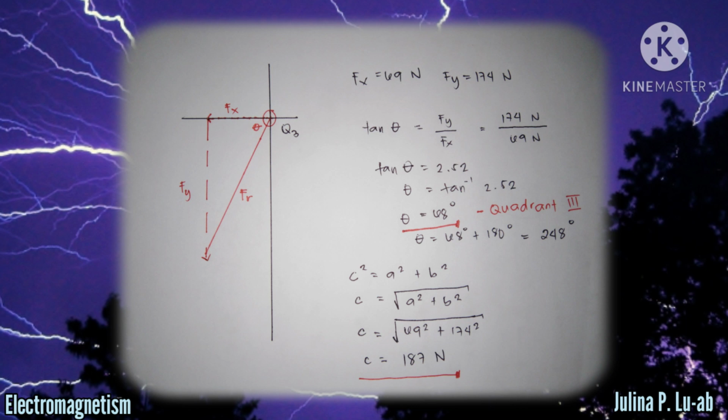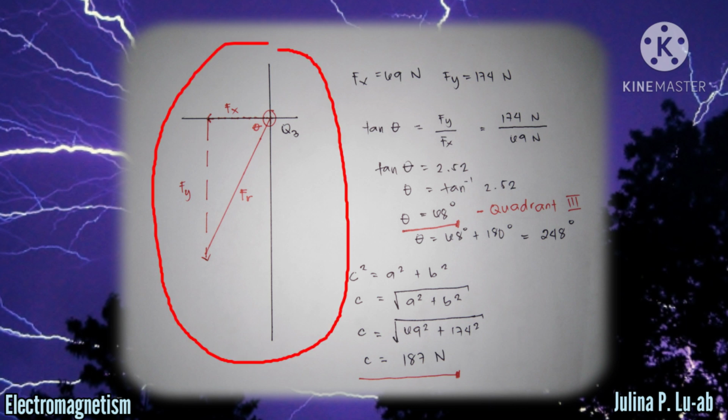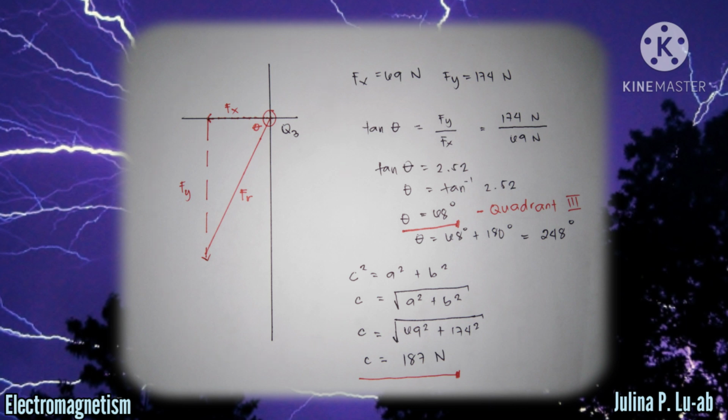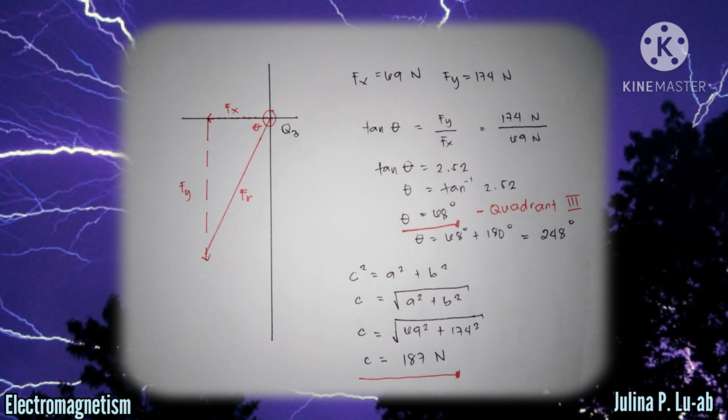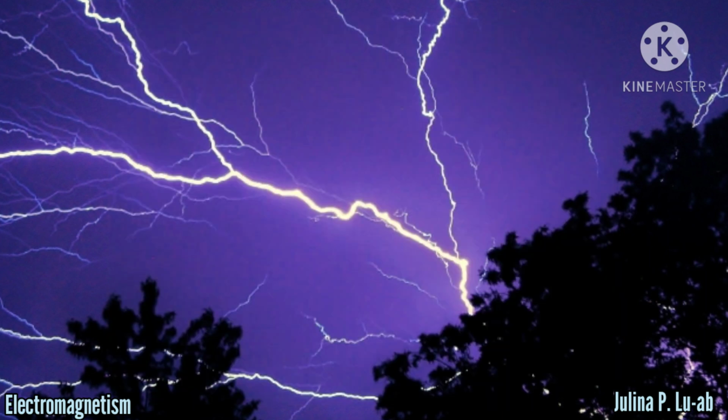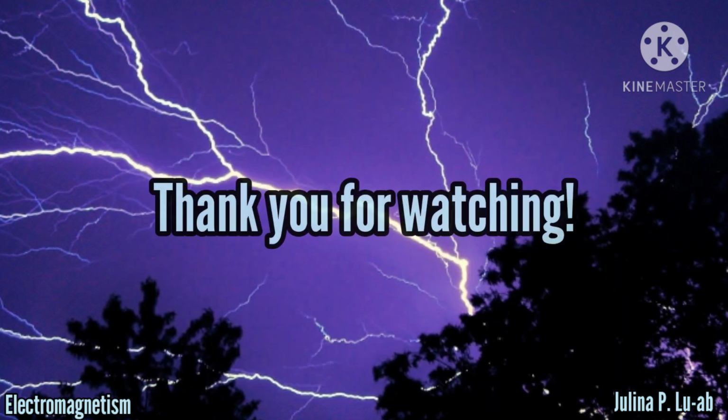Using the head-to-tail method, we got this image. Now to find the resultant force, we use the Pythagorean theorem. c squared is equal to a squared plus b squared, so c is equal to the square root of a squared plus b squared. So c is equal to the square root of 69 squared plus 174 squared, which is 187 Newton. So now we have our resultant force equal to 187 Newton. I hope you learned something. Thank you for watching.